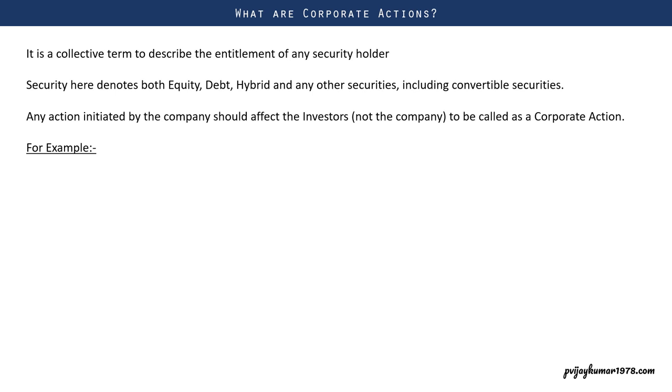What are corporate actions? It is a collective term to describe the entitlements of a security holder. The security can be either equity, debt, or hybrid securities like preference shares or convertible securities. One important thing to remember in a corporate action is that the action initiated by the company should affect the investor, not the company.